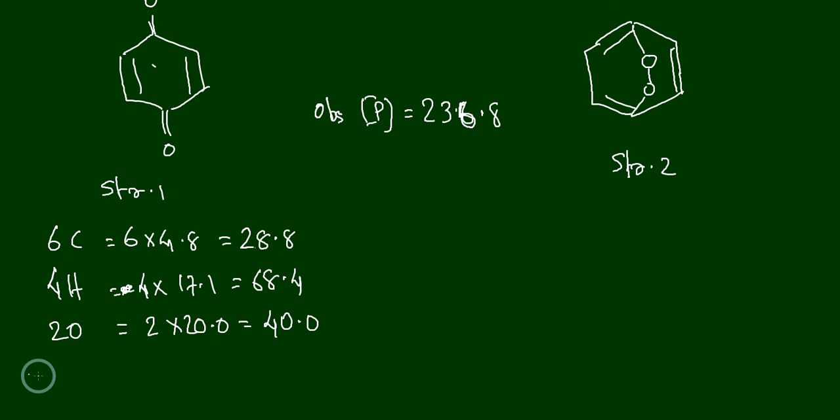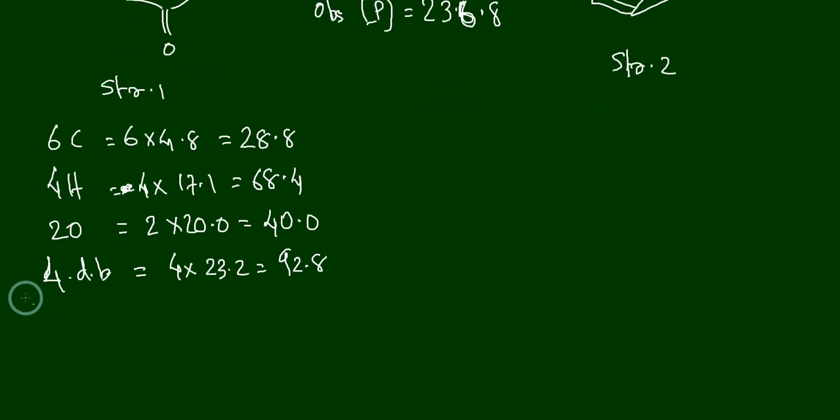And there are 4 double bonds, right? One double bond here, one here, one here, and one here. So 4 double bonds will contribute 4 into 23.2, that is equal to 92.8. And there is a 6-membered ring, so we have to calculate this also. This 6-membered ring will contribute 6.1.